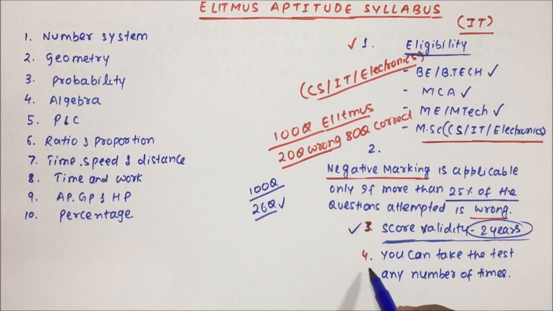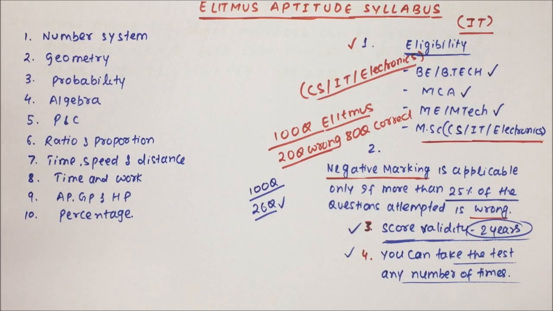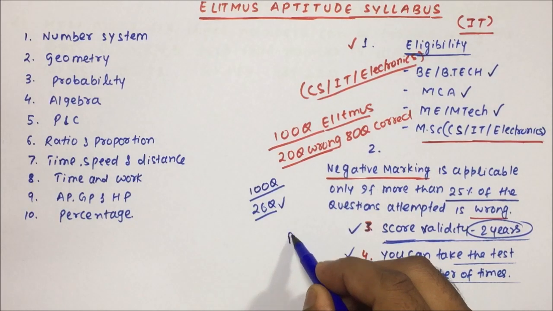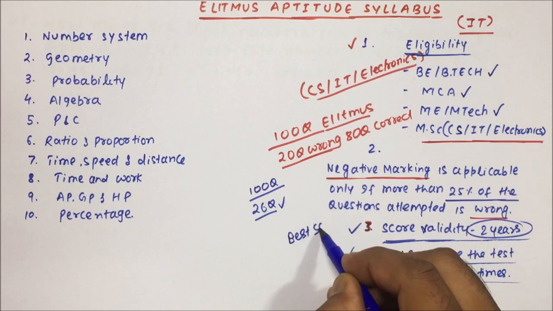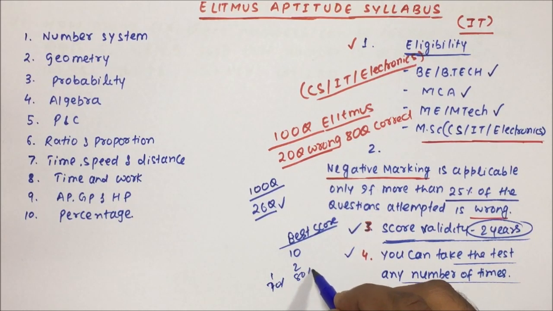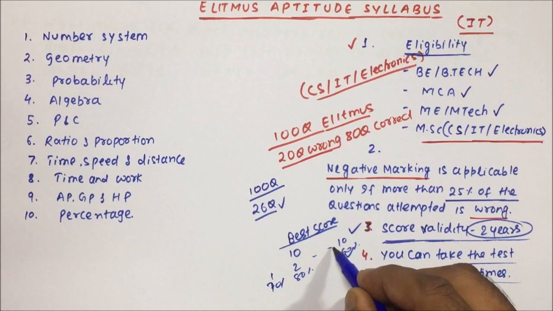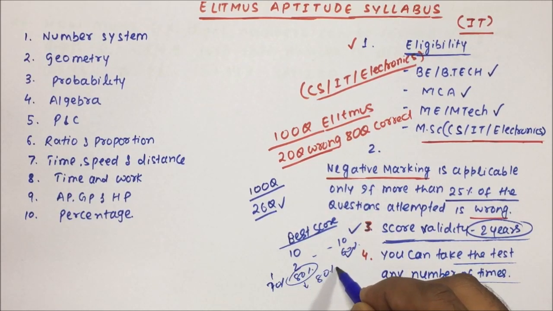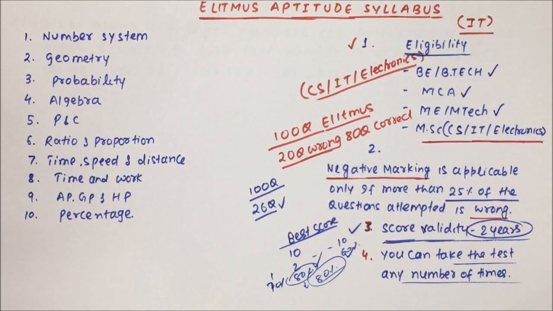And friends, what is the fourth point? You can take the test any number of times. There is no restriction, like you can write only 2 times or only 3 times. There is nothing like a limit on the number of times. You can write as many times as you want, and the best score is always taken. So friends, suppose you wrote 10 times. The first time you got 70%, the second time you got 80%, and the tenth time you got 60%. Suppose your highest is 80 percent, then only this they are going to take. So the best will be taken.